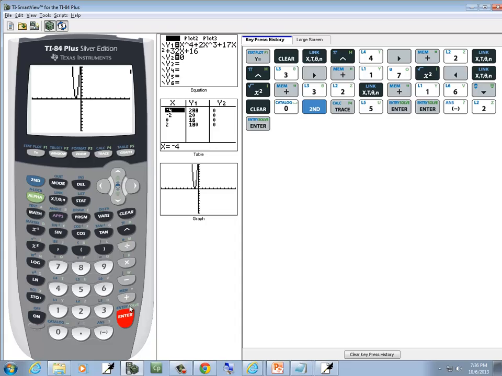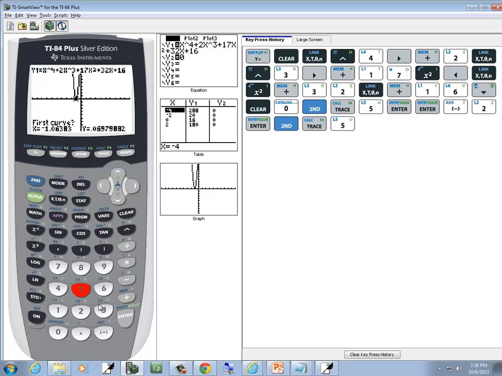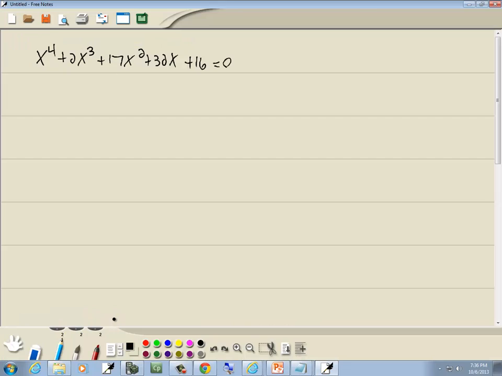Normally it finds whichever one's closest to it. But when it comes down and touches at a point, it does weird things. See how we came up with -0.9999994? To actually get the answer, you have to input the answer for the guess, as weird as that seems. So if we went back and did second trace and choose intersect, enter on first curve, enter on second curve, and put in -1 for the guess, it comes back and tells us -1.